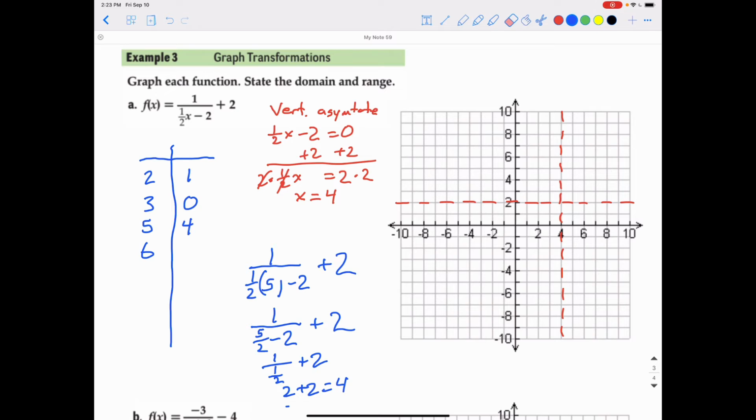And then do it for 6. So 1 half of 6 is 3. 3 minus 2 is 1. So that becomes 1 over 1, which is just going to be 1 plus 2, which equals 3.